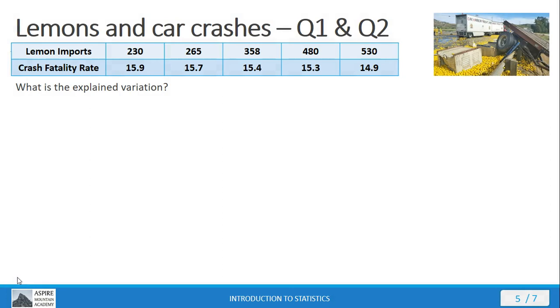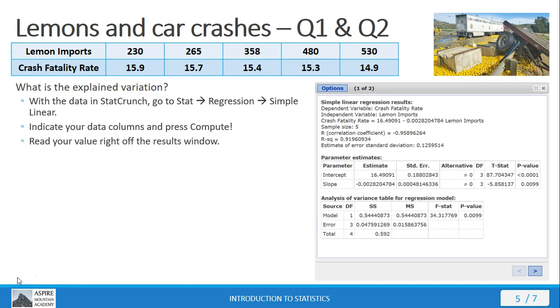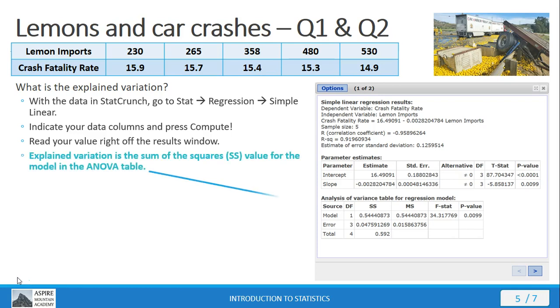So first, the explained variation. We get this from the ANOVA table. So go to Stat, Regression, Simple Linear. Tell Statcrunch where your data is located. Press Compute. Out comes your results window. The ANOVA table is what we're going to be looking at here. The explained variation is the sum of the squares for the model. This number is located right here. This is the explained variation. So if you're asked for it, just get your ANOVA table and read that value right off the ANOVA table.